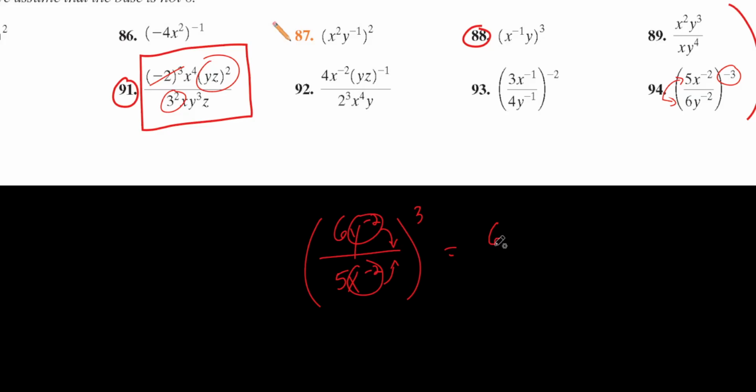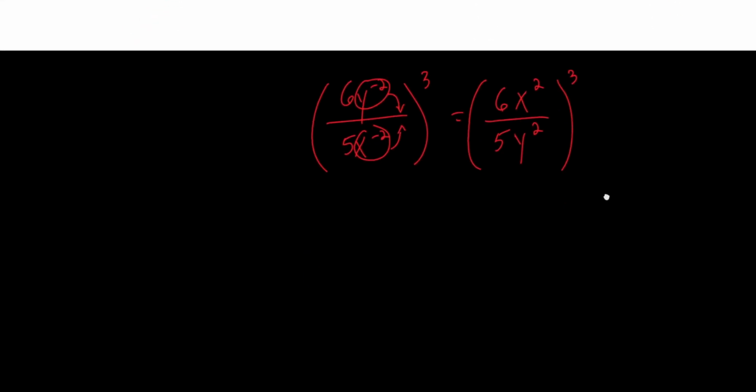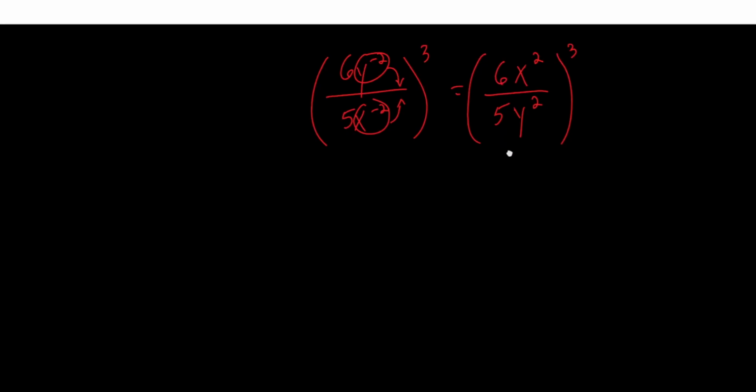So that 6 still stays on top, but what went up to the top? This x. So it's x to the what? To the second. And then the 5 stays on the bottom. What flips down to the bottom? That y. Y to the negative second flips to the bottom. When it does, it changes to y to the positive second. Now remember, all this is still to the what? To the third power. And we're not done, because we got to take everything to the third power now.